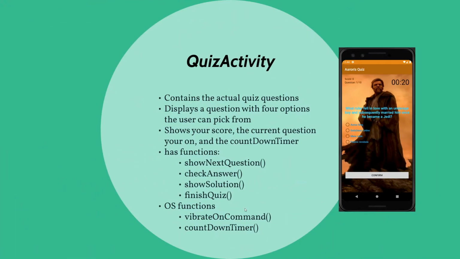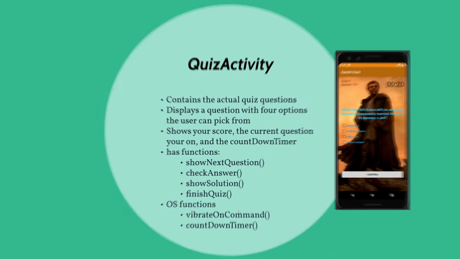So in quiz activity, it has these functions to iterate through the different questions, reveal the answers, that sort of thing. But it has these basic parts. It shows your current score and your current question. It has this countdown timer, which is a call from Android.os CountDownTimer for NOS functionality. It has these options. You can confirm your question afterwards. And whenever you answer incorrectly, it calls vibrate on command, another Android OS call.